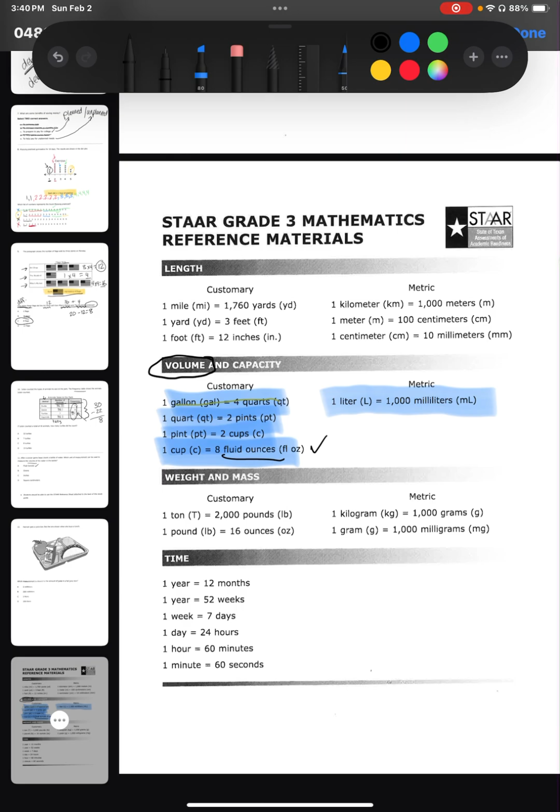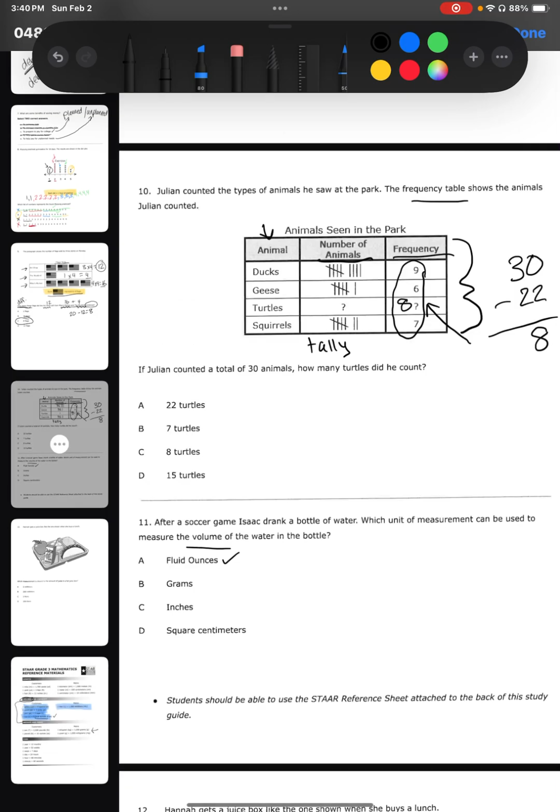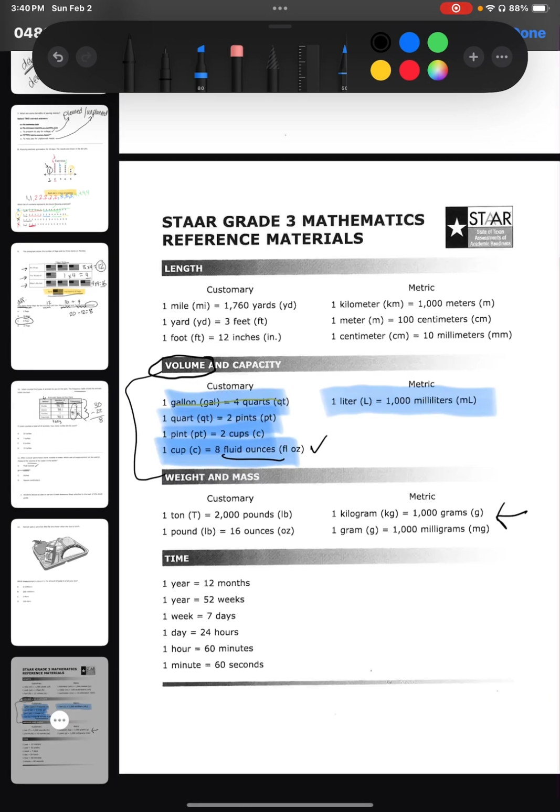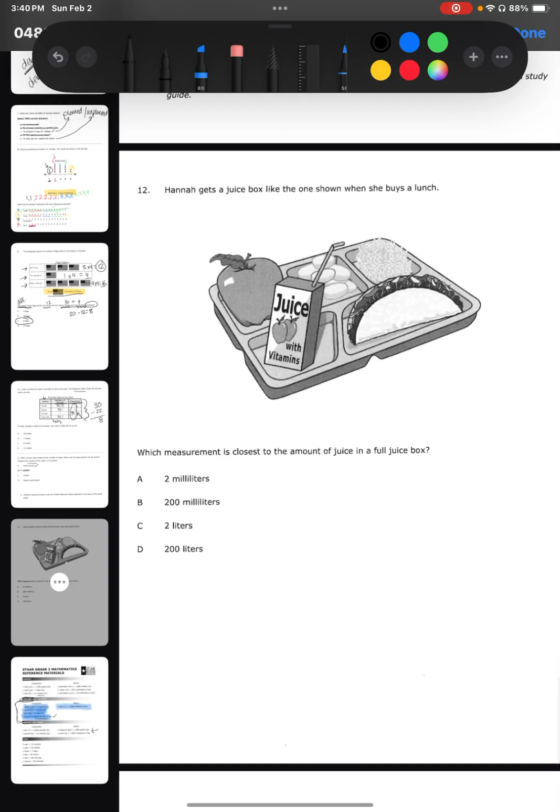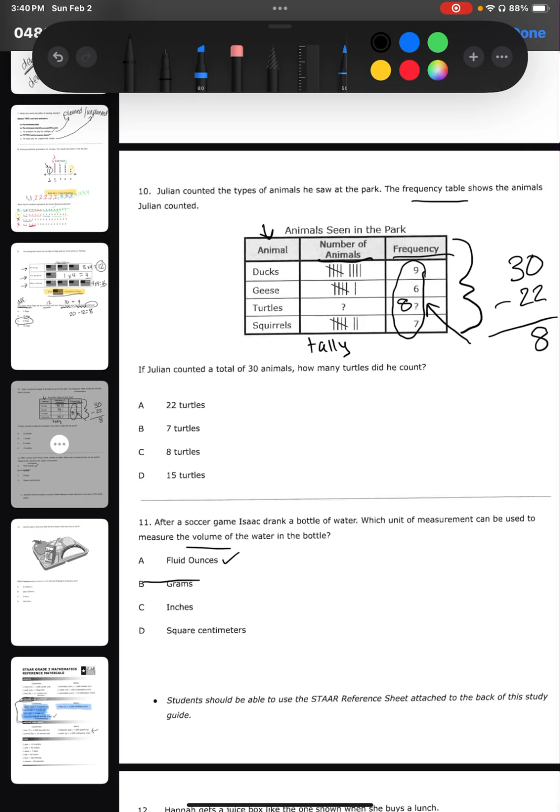Oh, wow, grams is over here under weight. That's not what we need. We need the things that fall under volume. I'm going to mark grams out. Inches. Inches are used to measure length, way up there. That's not here under this volume section. I'm going to mark out inches.